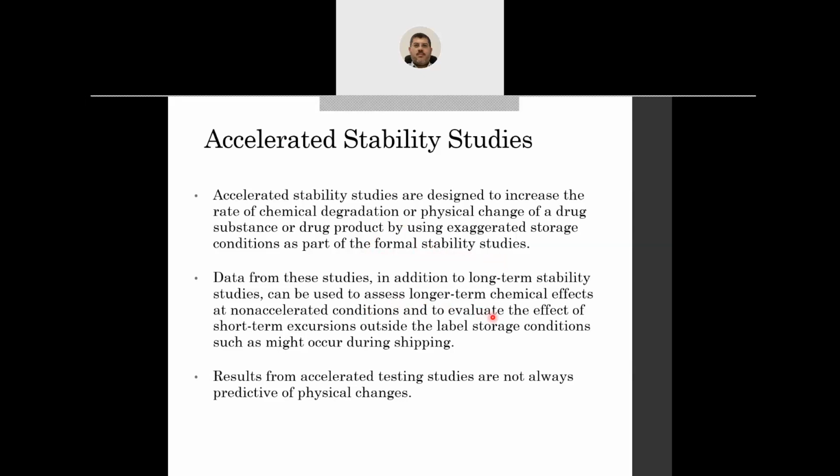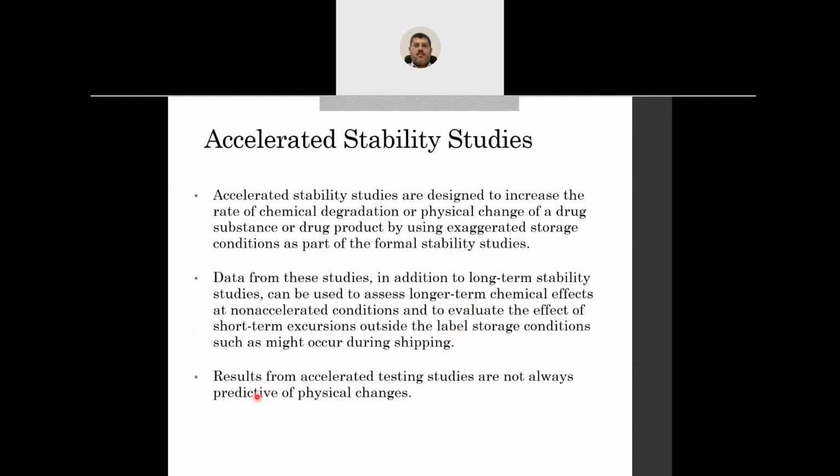Usually they rely on this data initially to determine whether this formulation is stable or not, and they will give some preliminary shelf life, maybe 1 year at the beginning. If the drug is shown to be stable during the accelerated stability study, they will grant 1 year shelf life. But the extension of shelf life will depend on the long-term stability study.